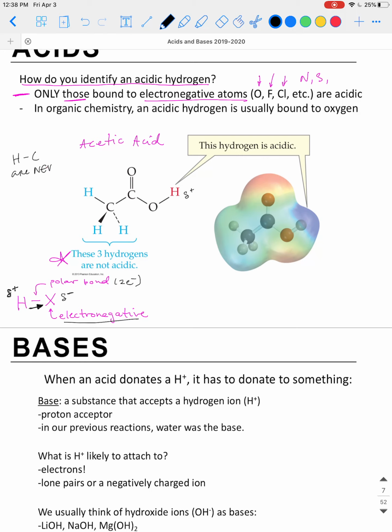Remember, hydrogens bonded to carbon are never positively polarized. The CH bond is not polar. So that's why these 3 blue hydrogens are not acidic. Only hydrogens that are bonded to an electronegative element, such as oxygen or these that we've listed up here.